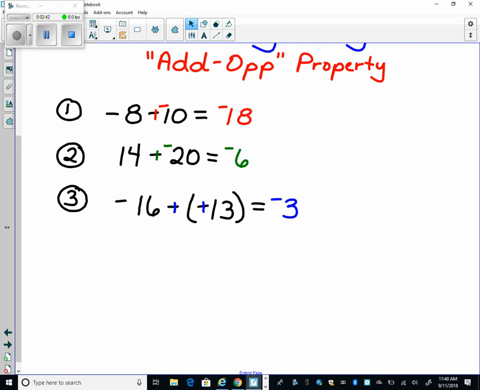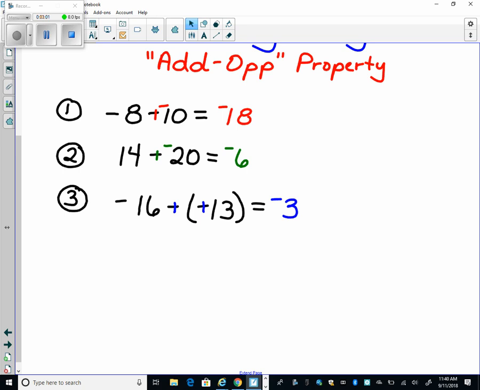So again, if it's an addition problem, leave it alone. That's what you want. But if we have subtraction, you're going to use the add-op property. You have to do those 2 steps. Change subtraction to addition, take the opposite of the following number, and then follow the rules for adding integers.